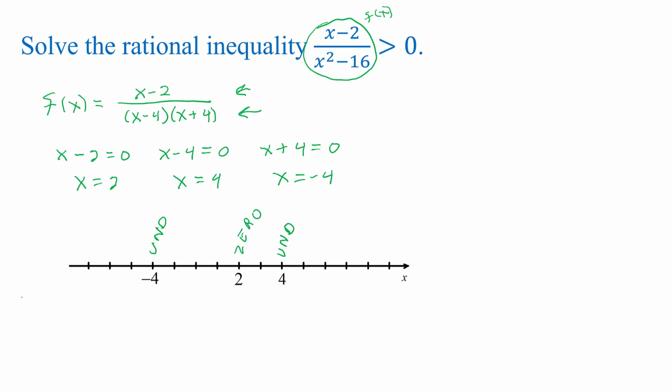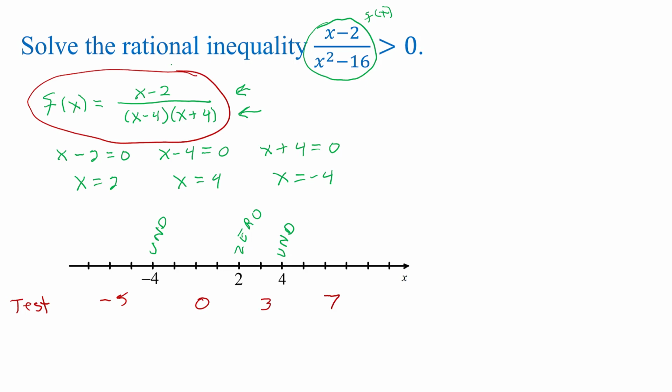Let's start by testing to the left of x = -4. Let's choose just -5 maybe. Between -4 and 2, we can choose 0. Between 2 and 4, 3. And then to the right of 4, let's choose maybe 7. Now, testing these four x values, let's plug them into our function up here, f(x).